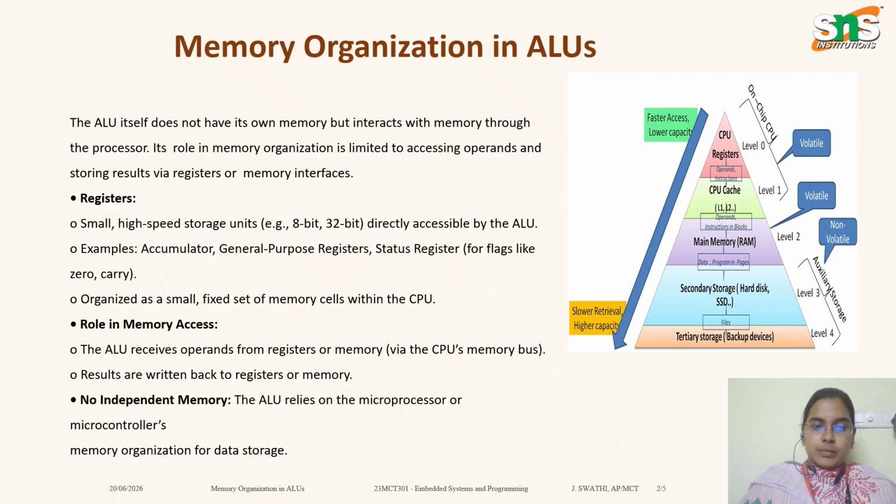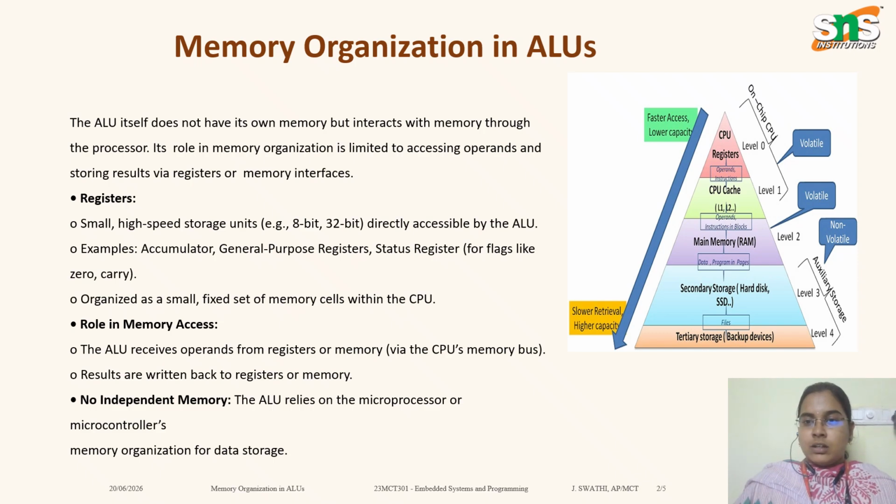The role in memory access is that it receives operands from the register or memory via the CPU's memory bus. Results are written back to the registers or memory. So we have memory, and apart from that, to act as temporary memory, we have these registers. And there is no independent memory. The ALU relies on the microprocessor or controllers for data storage.